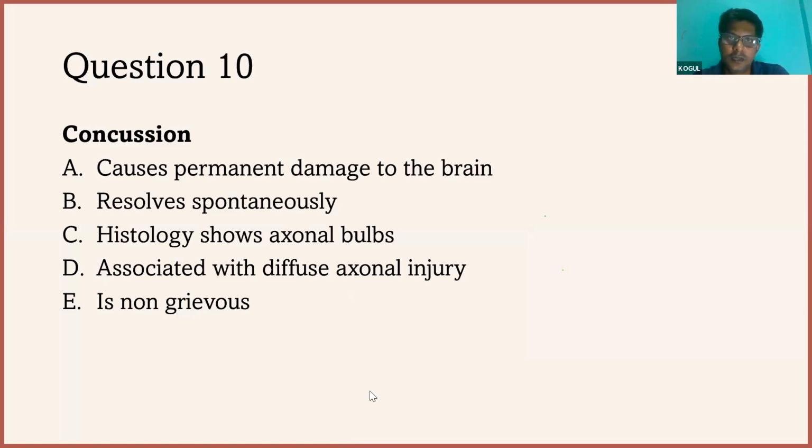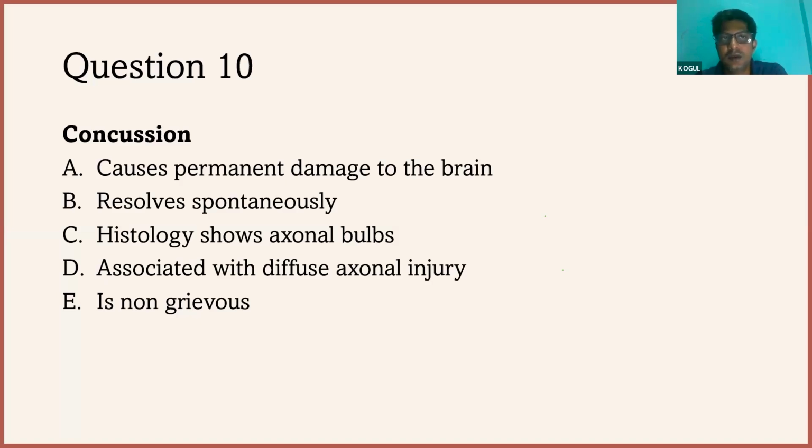False. Yes, because axonal bulbs are seen in damage to the axon, complete axonal damage and tear of the axons. So what will happen after the tear? There is transmission through the axon, but if there is no connection because of the tear, that end of the axon will swell. That's called an axonal bulb. Usually in the histology, we will see a round bulb at the axonal end. So that indicates diffuse axonal injury.